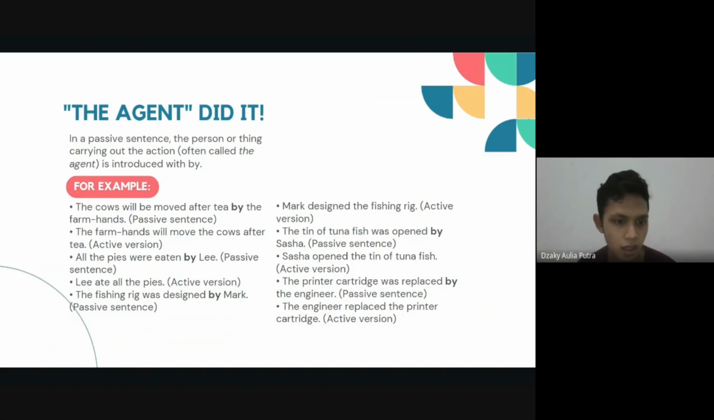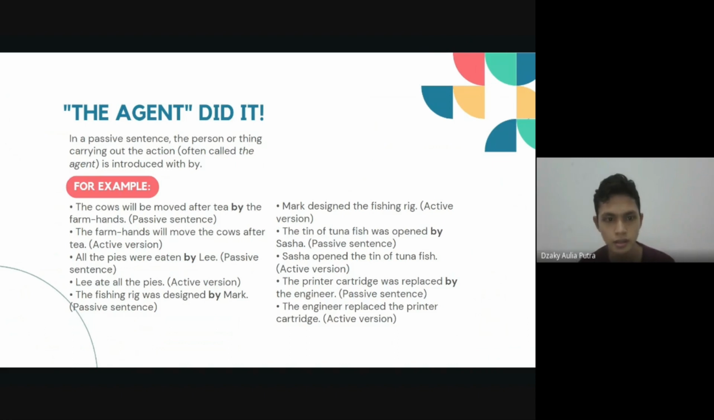All the pies were eaten by Lee is a passive sentence, and the active version is Lee ate all the pies. Next, the fishing rig was designed by Mark, and the active version, Mark designed the fishing rig. The tin of tuna fish was opened by Sasha, and the active version, Sasha opened the tin of tuna fish.